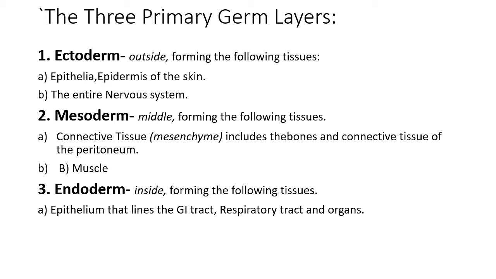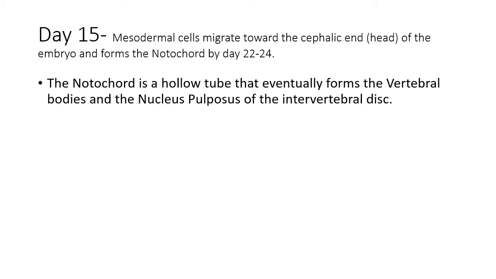And then you have muscle. That's the next thing that forms. Endoderm is the deepest layer, and that's forming the following tissues: the epithelium that lines the GI tract and lines the respiratory tract and the organs. So everything has a starting point.